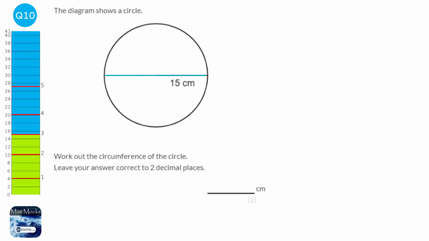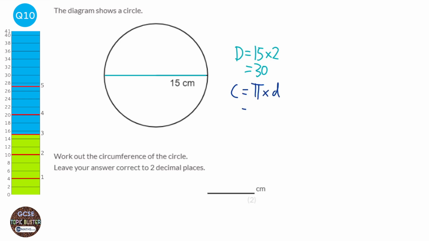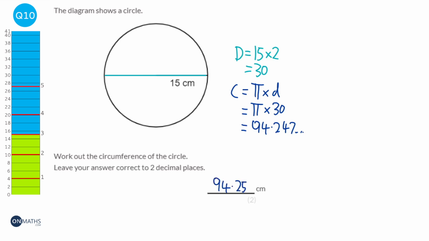To work out the circumference, we need the diameter, and the diameter is just the full distance across a circle. So to work out the diameter, we get the radius and times it by 2, which will give us 30 centimeters. The formula for the circumference is pi times the diameter, so pi times 30. When you do that on the calculator, you get 94.247..., and when you round that, you get 94.25. We rounded to 2 decimal places because that's what the question asked us to.